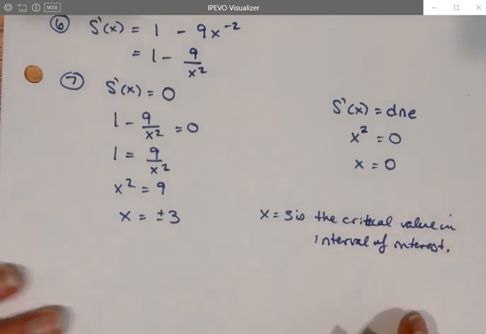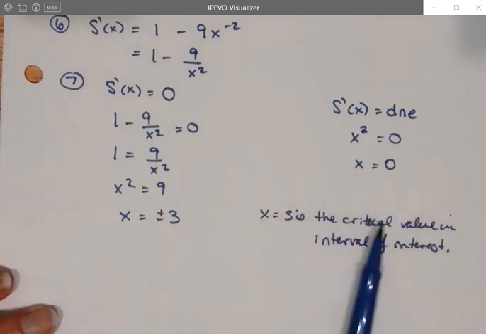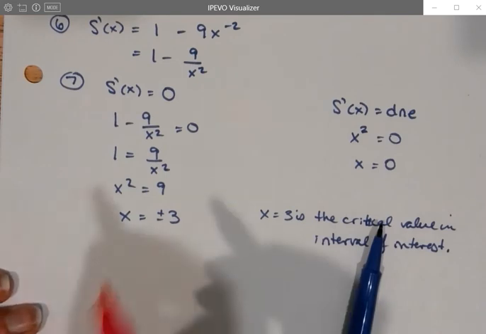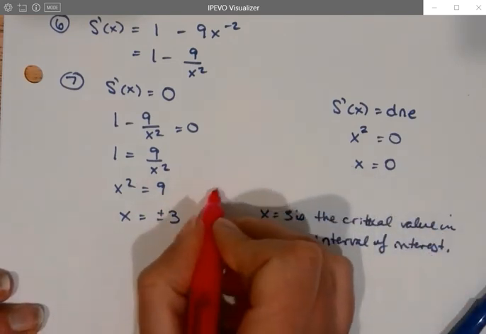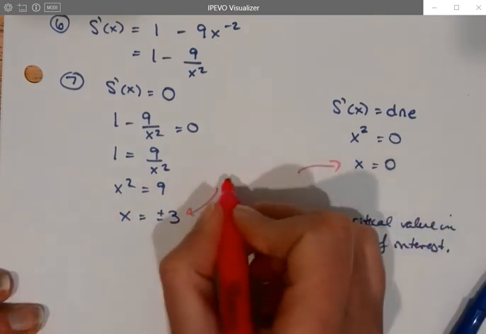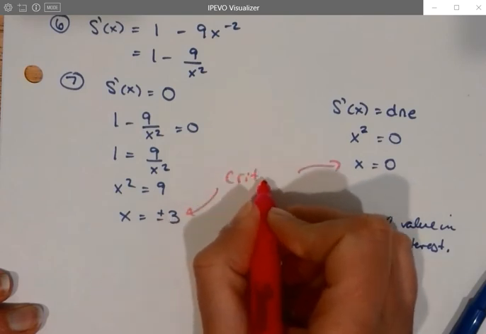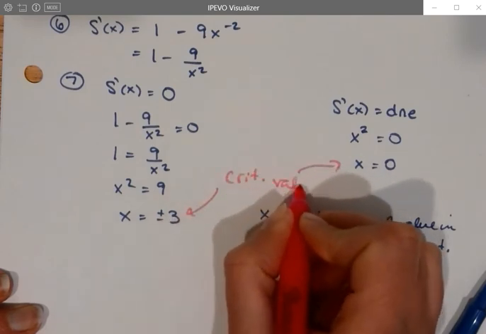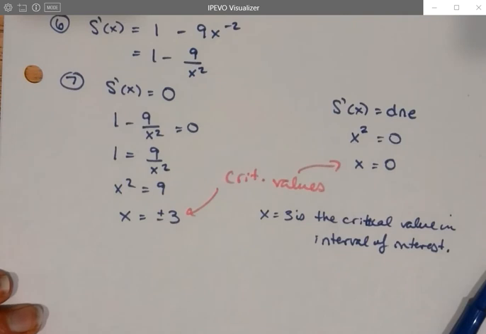Okay, so there are 3 critical values. We'll make that note as well, because depending on which test we use, we may need that knowledge. So these are all critical values. Okay, now on to step 8, picking a test.